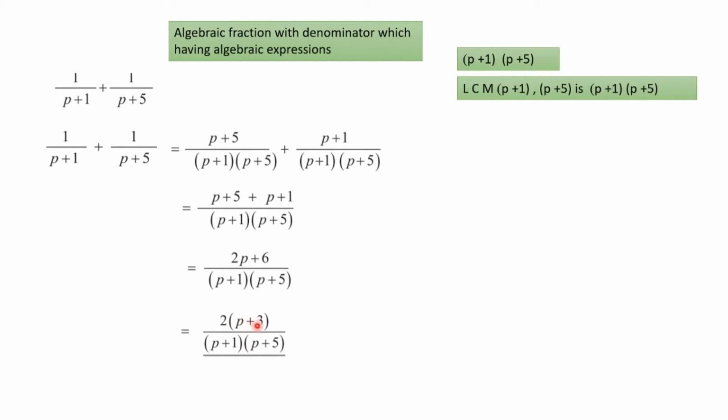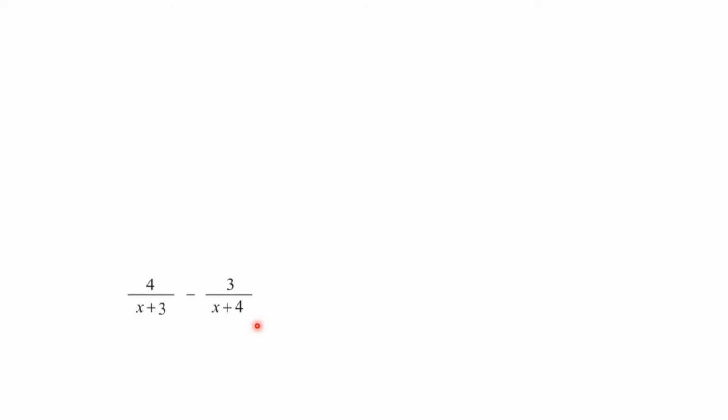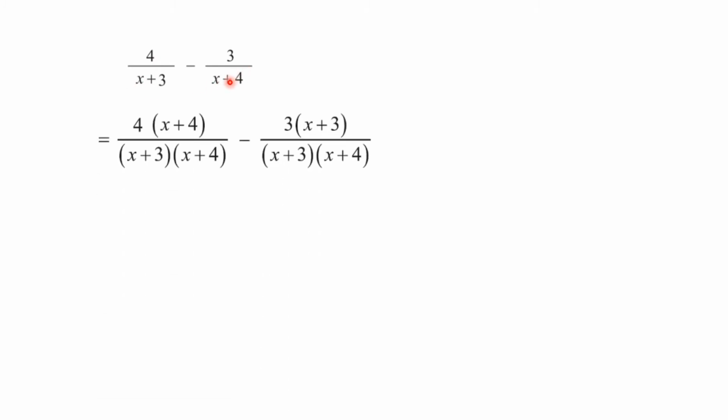common, p plus 3. Next question is 4 over x plus 3 minus 3 over x plus 4. Now you can see these expressions do not have any other factors, and this one also does not have any factor. So at that time you can get the multiple of these two as the common denominator: x plus 3 and x plus 4, so x plus 3 into x plus 4 is the common denominator.